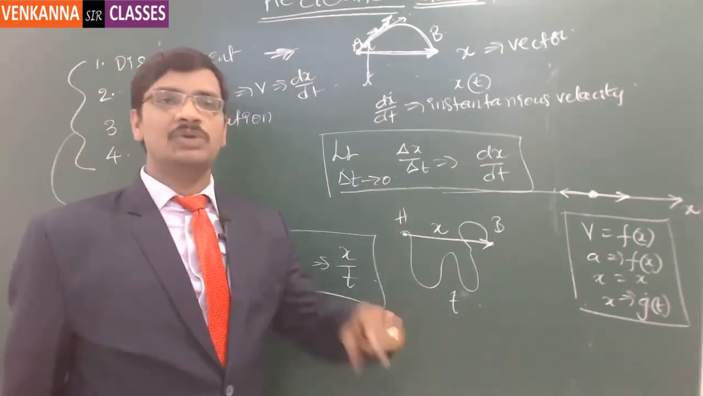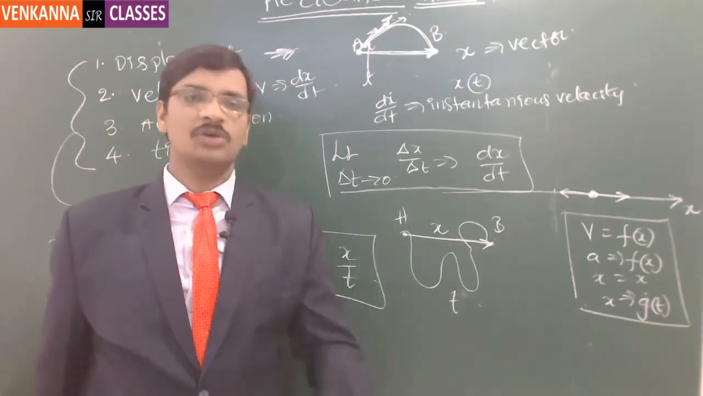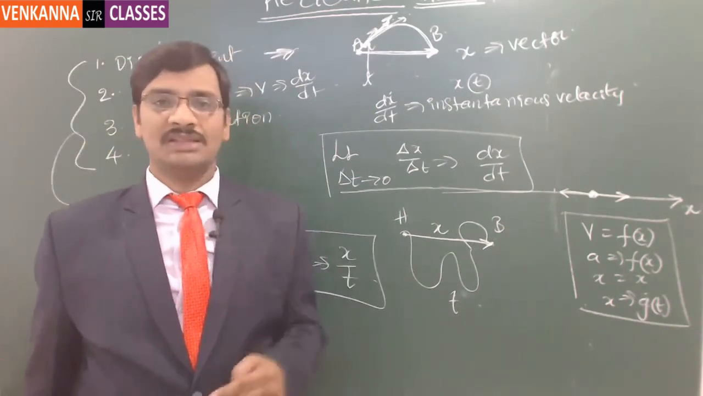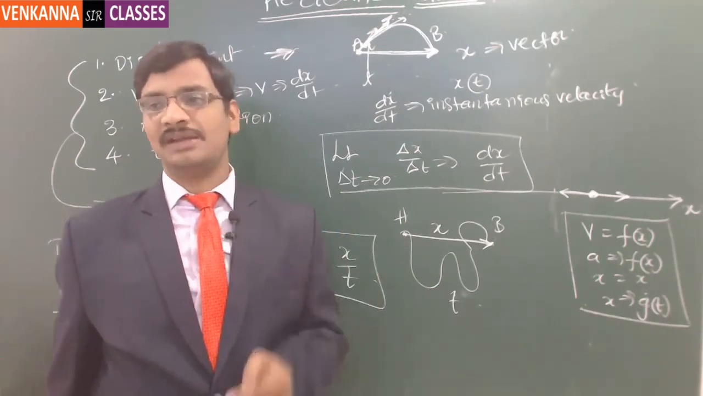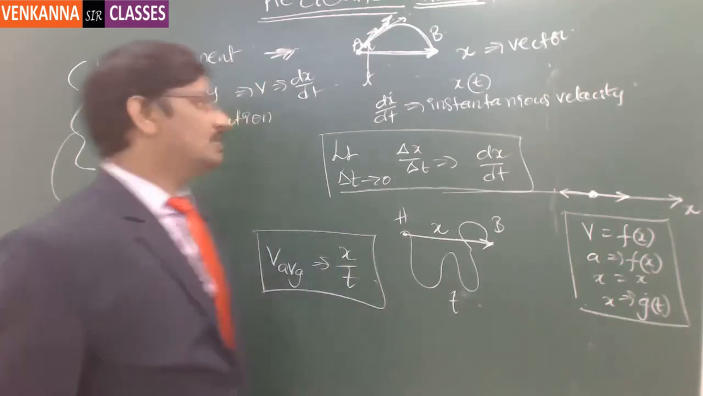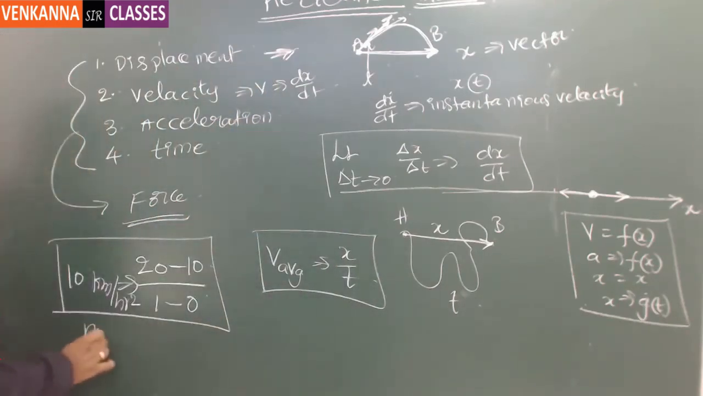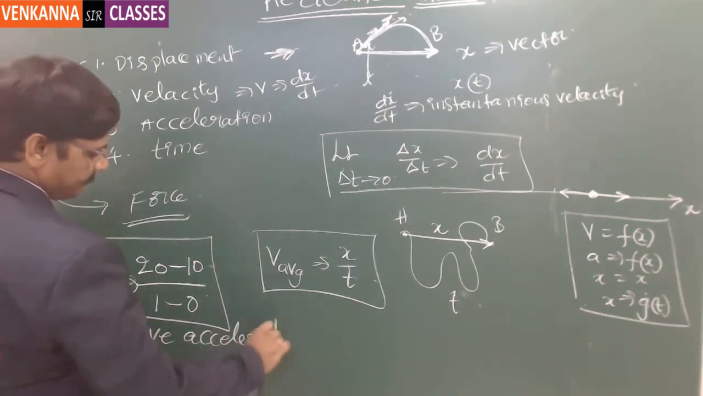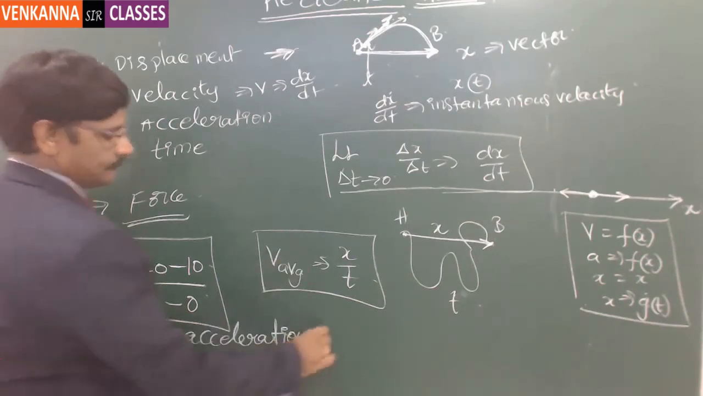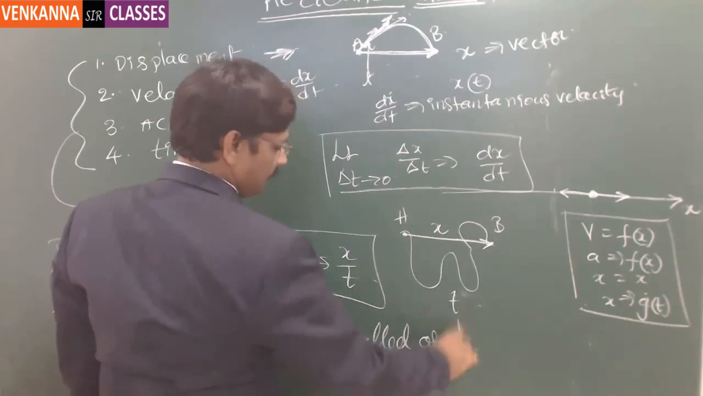Suppose I reduce the velocity from, let us say, 50 kilometers per hour to 40 kilometers per hour within 1 second. That means I have reduced the velocity, which we treat as negative acceleration. So negative acceleration is also called the retardation.